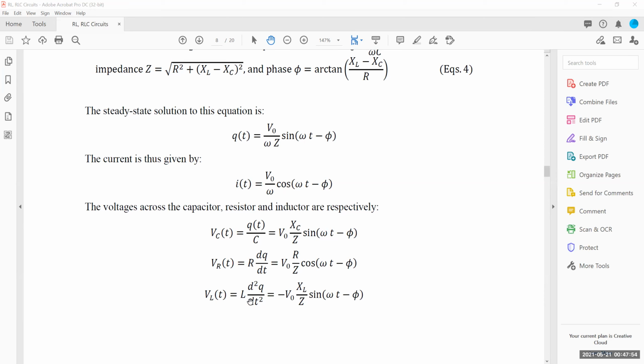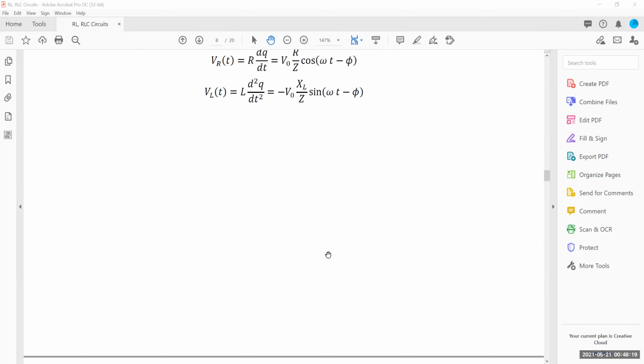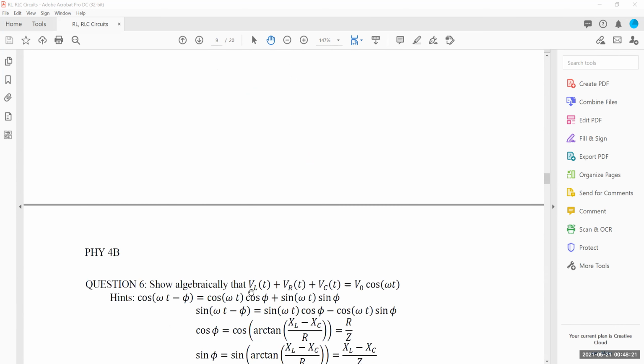Anyway, V sub L is L times the derivative of the current with respect to time, which is the second derivative of Q with respect to time. So basically, when you take its second derivative, there will be another omega that comes out times L. That's going to be XL. And the derivative of the sine is a cosine, and the derivative of a cosine is a negative sine. That's where the negative is coming from. And that is basically the expression that you have in here. So show algebraically that VL plus VR plus VC is equal to V naught cosine omega t.